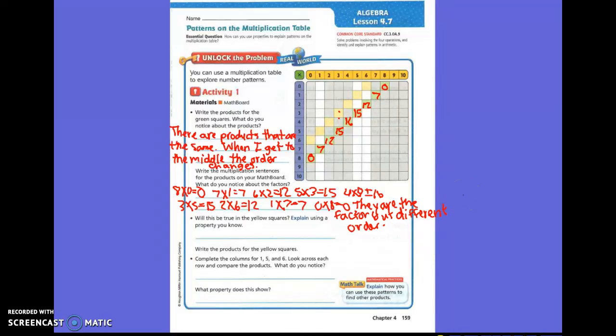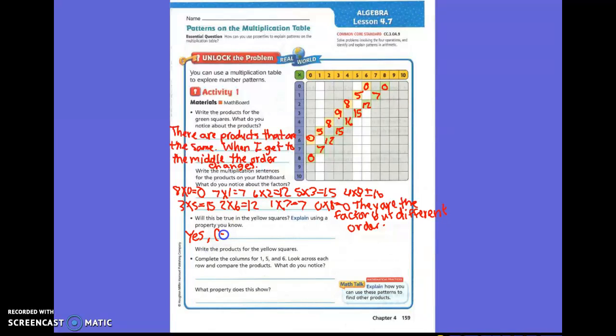Okay, the next problem. Will this be true in the yellow squares? Will it go with the same factors in a different order, getting the same answers? Let's check it out. Let's do all the yellow factors. Will this be true in the yellow squares? We said yes. And what property are we using?